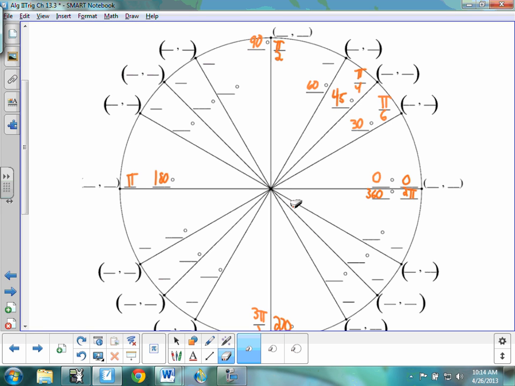And then why is it pi over 3? Because it's 2 times 30 degrees, or 2 times pi over 6, and 2 pi over 6 is pi over 3.